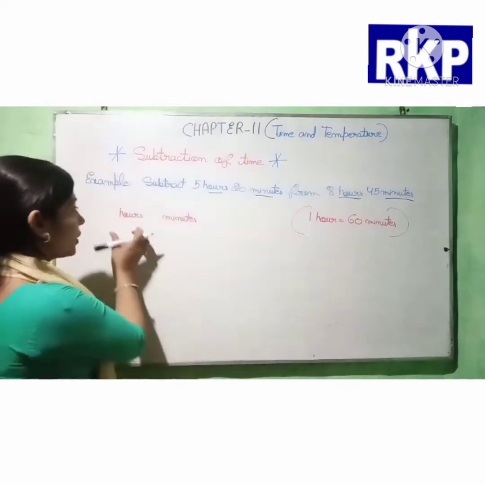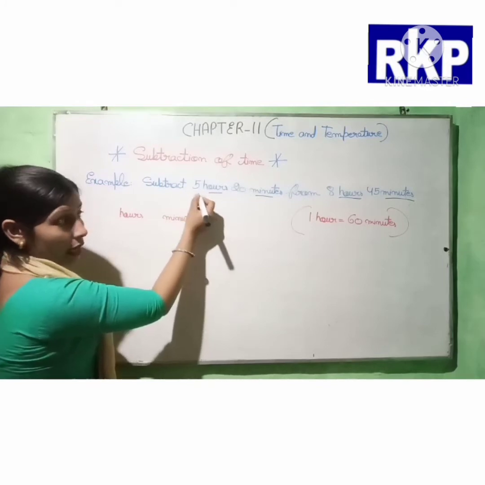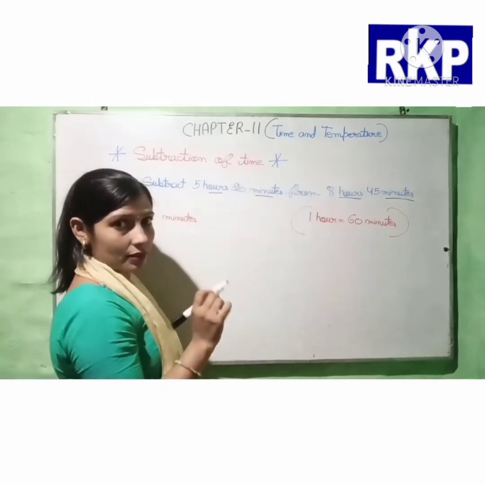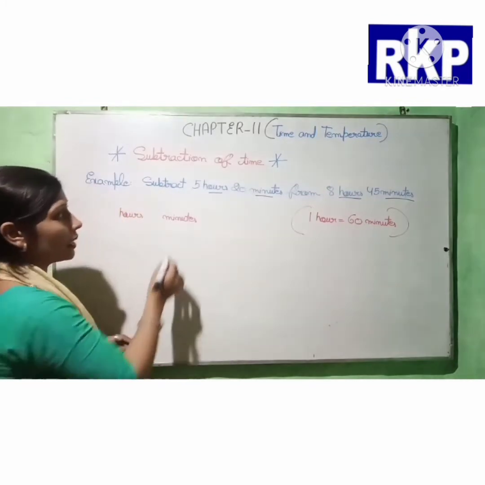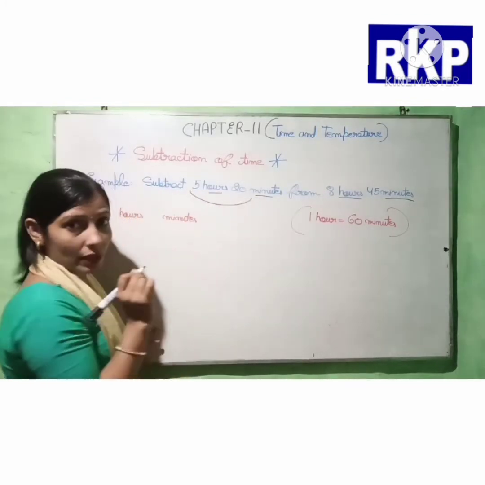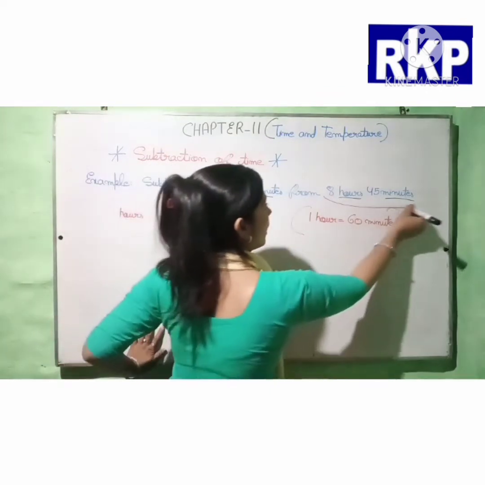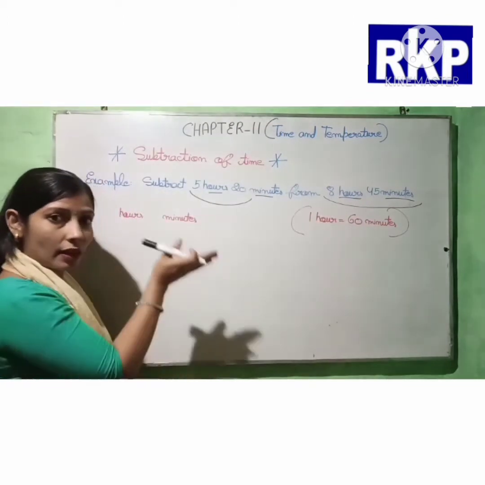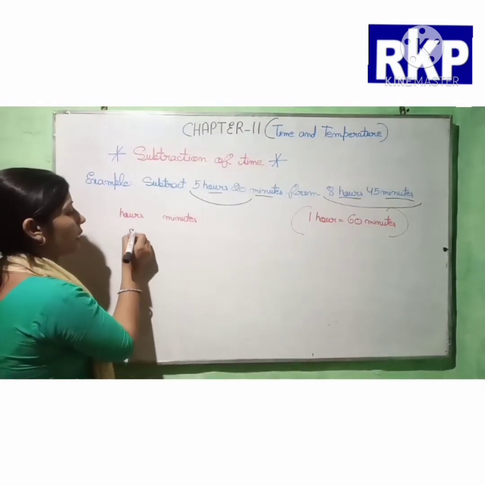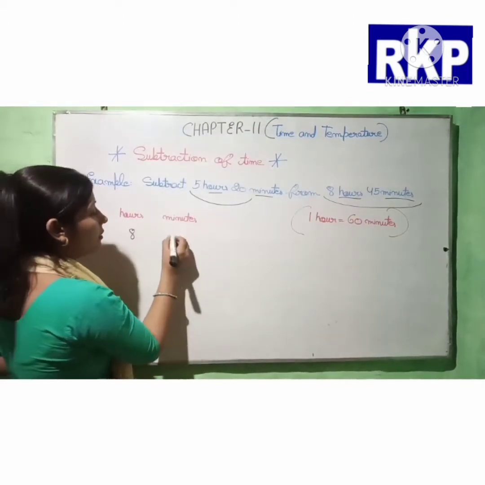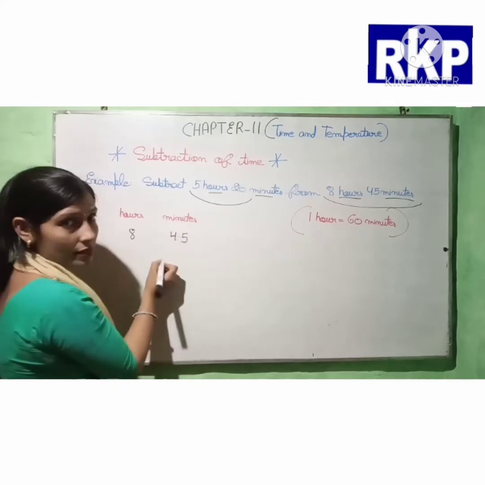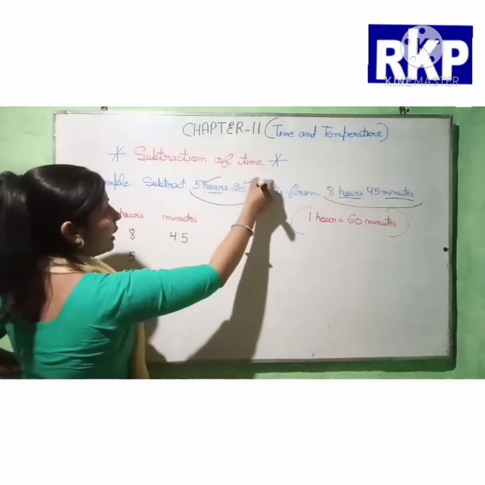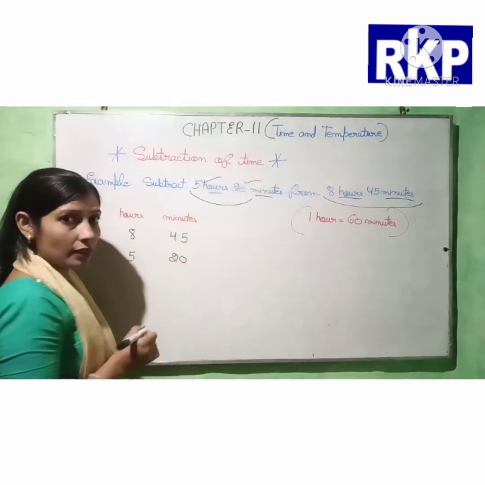Okay. So here we have to write 5 or 8. Here we have to write 8 hours, because we have to subtract 5 hours 20 minutes from 8 hours 45 minutes. So this we have to write on the upper side. So, here we have to write 8 hours and 45 minutes. And now we have to write 5 hours and 20 minutes.